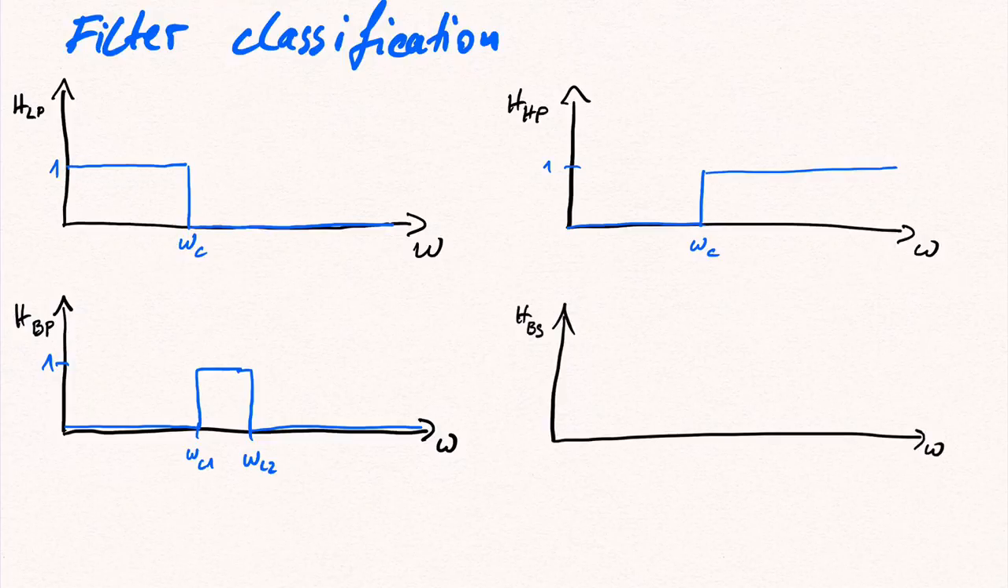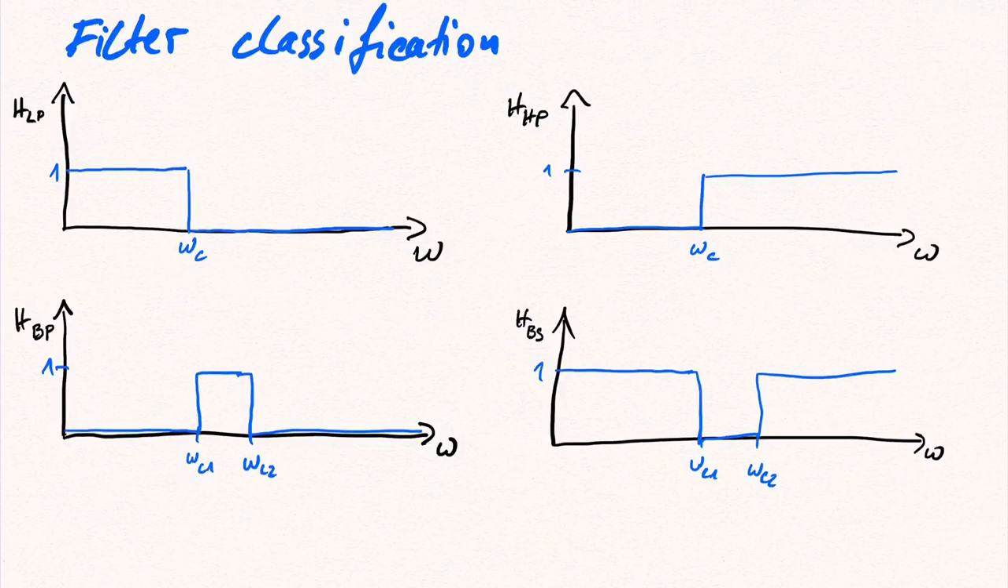Similarly, the band stop or notch filter also has 2 cutoff frequencies, omega c1 and omega c2, but the frequency response is equal to 1 for all frequencies below omega c1 and above omega c2, and 0 for all frequencies in between the 2 cutoff frequencies. These 4 filter classifications are used to specify ideal filters.